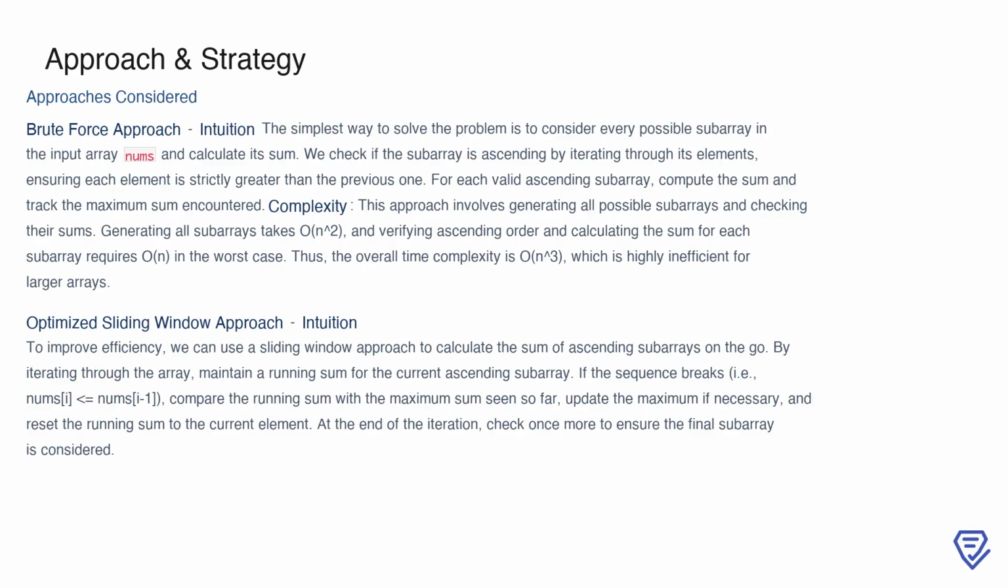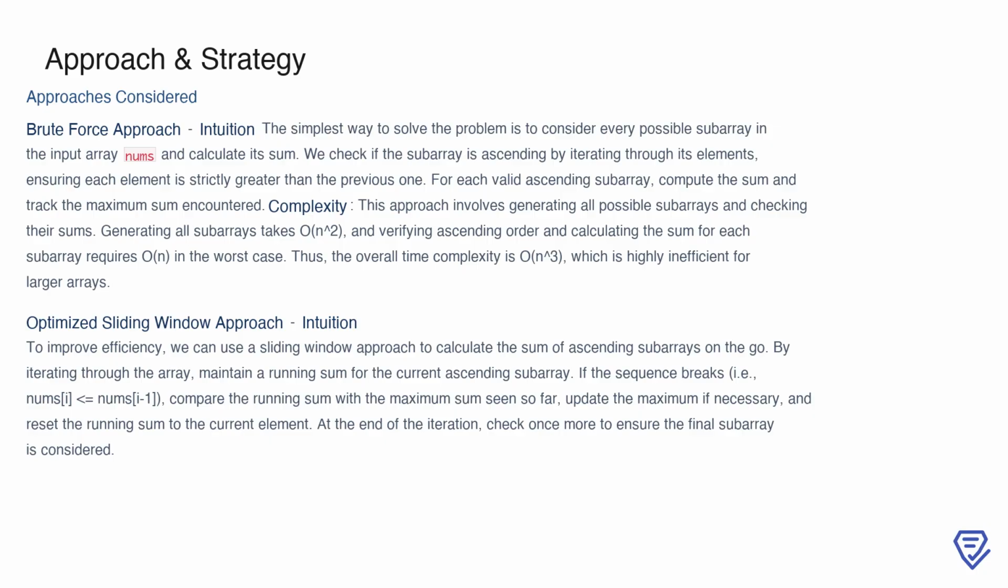Generating all subarrays takes O(n squared), and for each subarray, we may spend up to O(n) verifying its order and calculating the sum. This results in an overall time complexity of O(n cubed), which becomes highly inefficient as the size of the array increases. To address this inefficiency, we turn to an optimized sliding window approach.